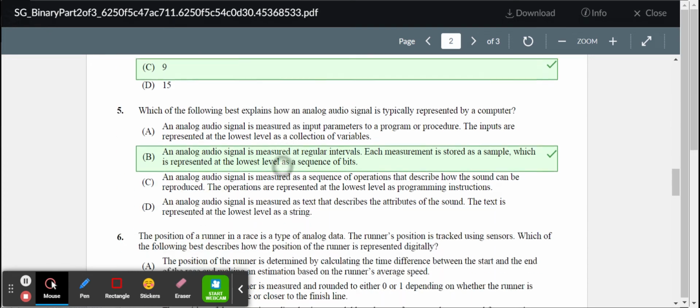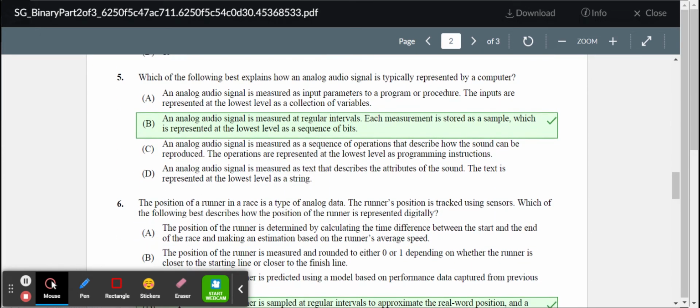And again, if you don't know binary, there's so many questions. It's worthwhile to figure that out easily. Which of the following best explains how an analog audio signal is typically represented by a computer? So analog audio would be like if you walked in the room and started playing a guitar and you're hearing that. It's not digital, it's analog.